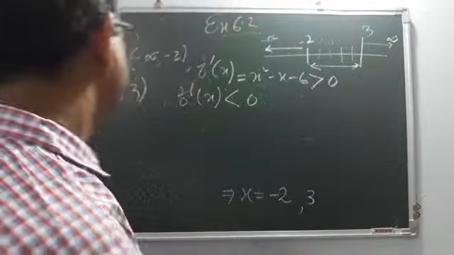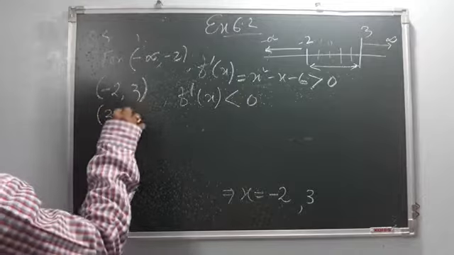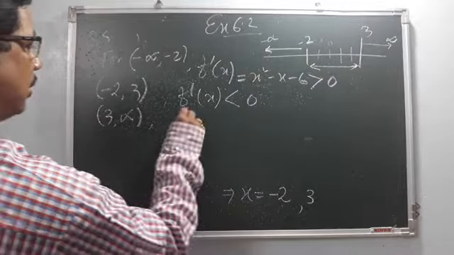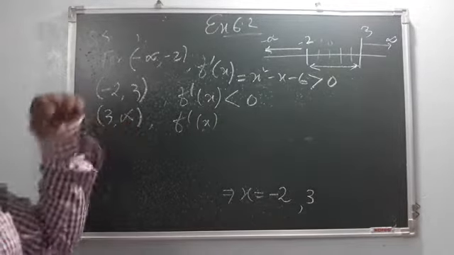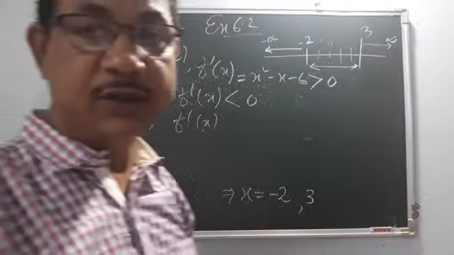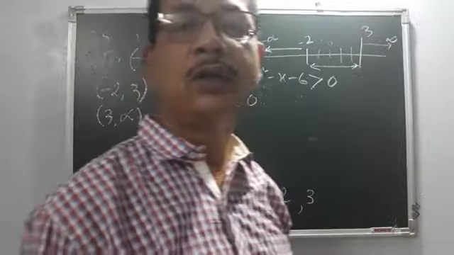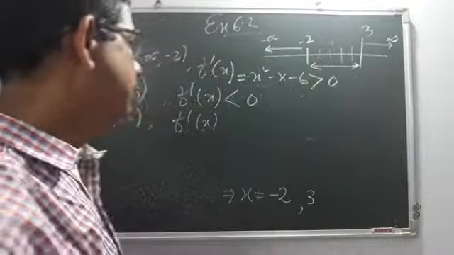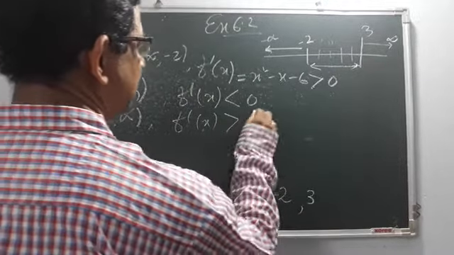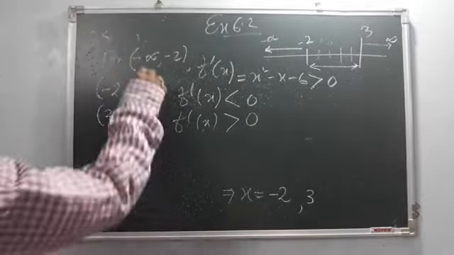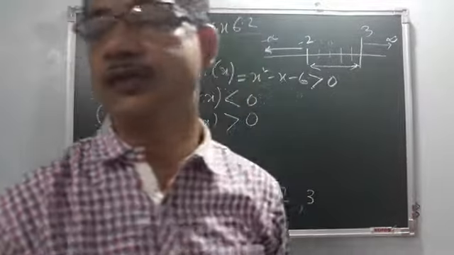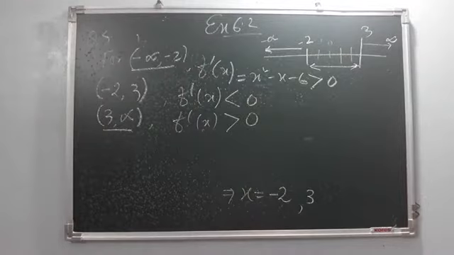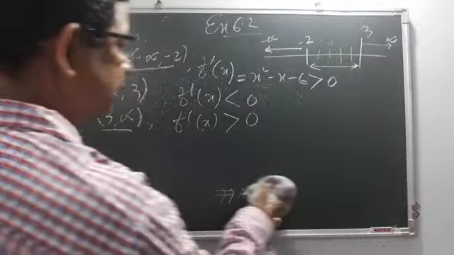Now our last interval, 3 to infinity. In this interval, f dash x becomes what? Suppose we take 4 between 3 and infinity. 4 squared is 16, 16 minus 4 is 12, 12 minus 6 is 6, so it is greater than 0. So in this and that interval, f dash x is positive, so it is strictly increasing in this interval, and in that interval it is strictly decreasing.